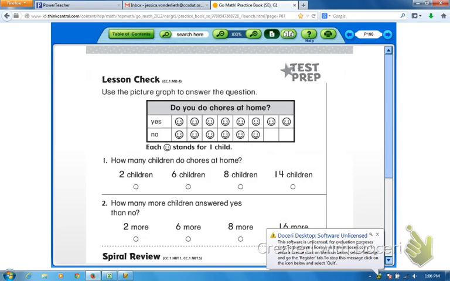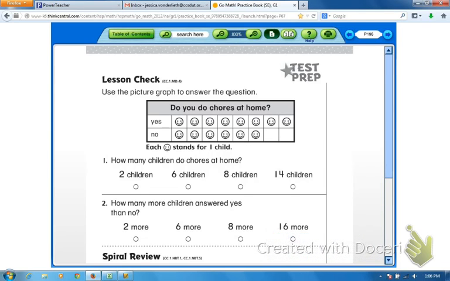On the back side of the homework, there's a new graph for them to look at, a picture graph. Each smiley face stands for one child. And it says how many children do chores at home? That would be the yes. And so they can see that it would be 8 children.